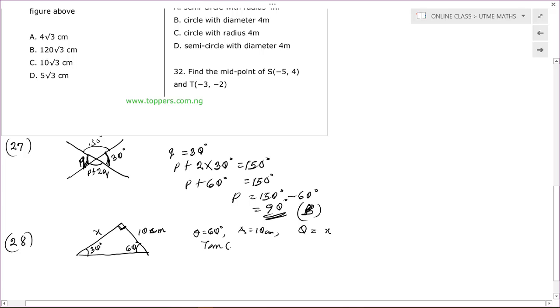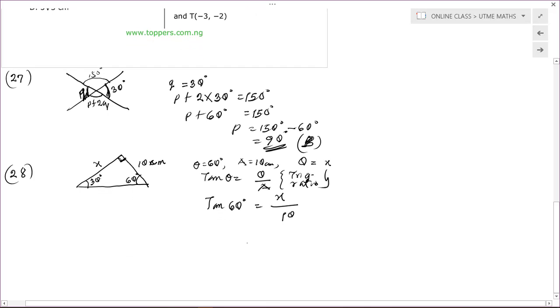Tan theta is equal to opposite over adjacent. That's the trig ratio. Those who are writing SSC, please, you have to be writing all the reasons for your formula. So tan 60 degrees is equal to O, which is x, over A, 10 centimeter. Then from there, our tan 60 is known to be root 3. Root 3 equals x over 10. Cross multiply, x equals 10 root 3 centimeter.